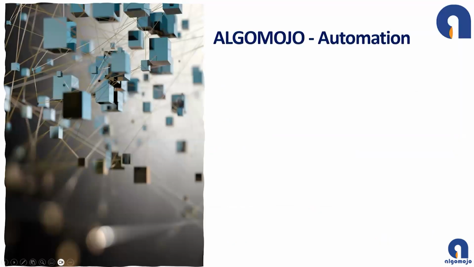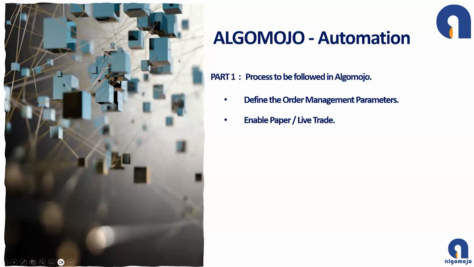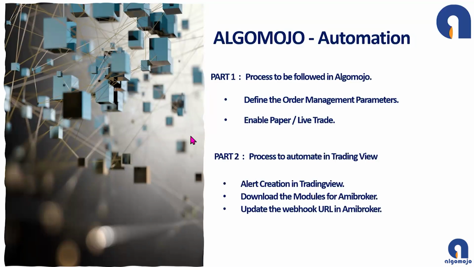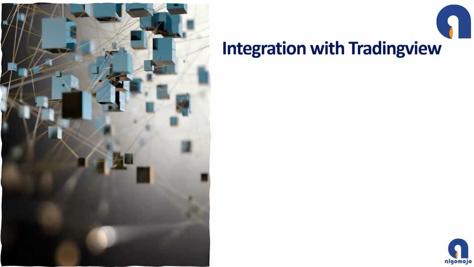So, as we were discussing, the process involves two steps in terms of automation. First is what we define, what we want to create in the Algomojo platform itself, a one-time setup that you need to do. Then you need to create an alert in TradingView, again a one-time setup. After that, the system can keep running. Whatever strategy you are trying to run, it will execute orders whenever the signals come in, without any intervention here.